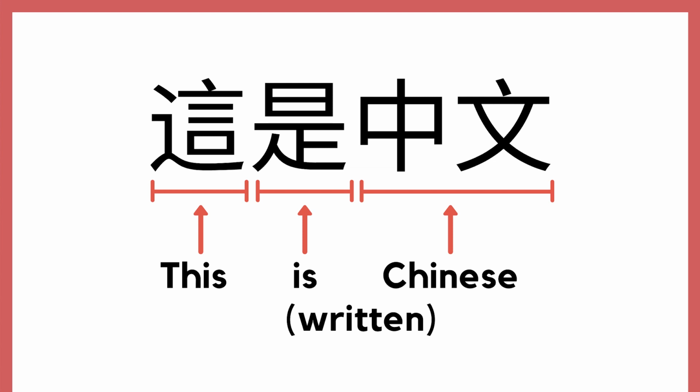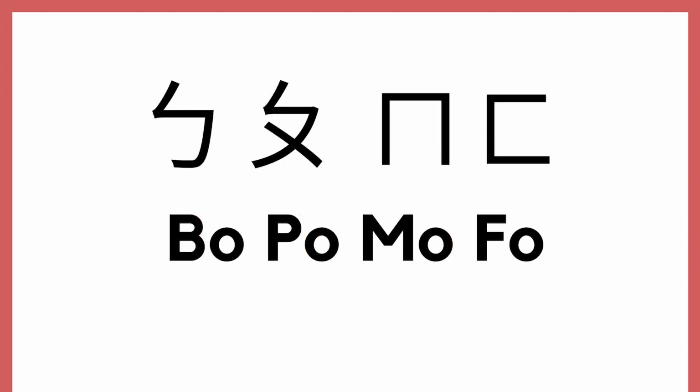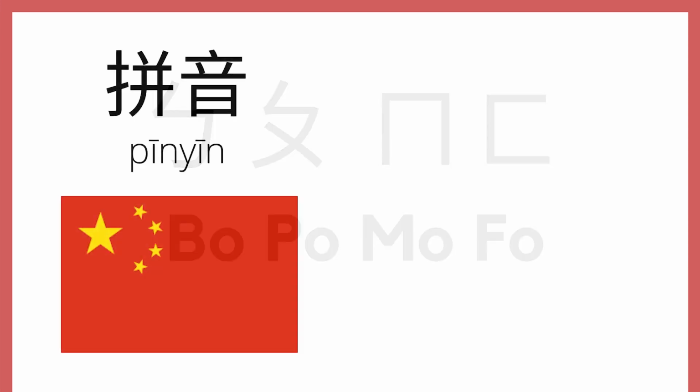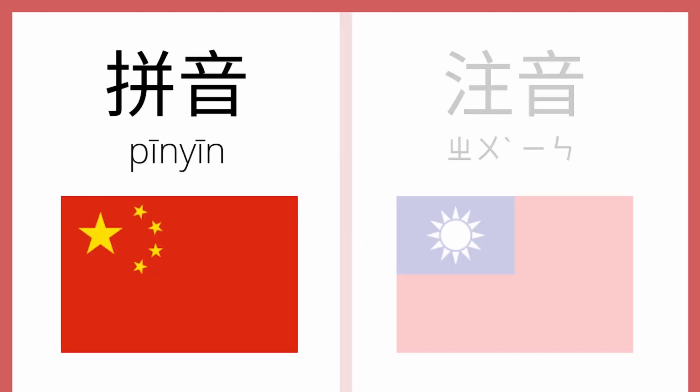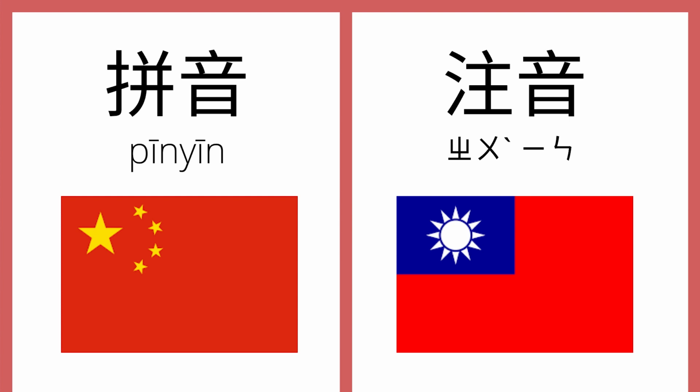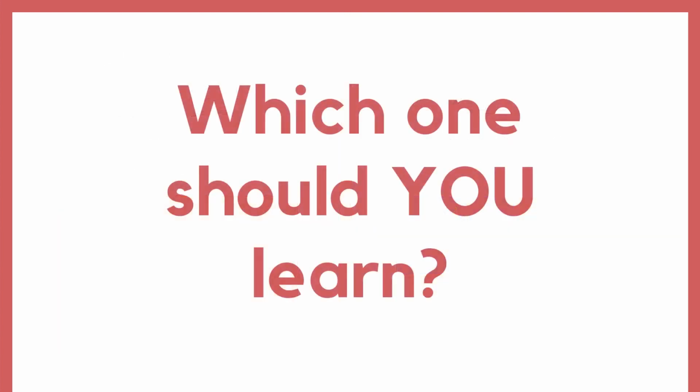The Chinese alphabet is also known colloquially as b-p-m-f, after the first four letters of the alphabet, b, p, m, and f. Just like in English, we sometimes call the alphabet the ABCs. There are two main systems of writing the Chinese alphabet: the Pinyin system used by mainland China and the Zhuyin system used by Taiwan. The Pinyin system uses the same ABCs that English speakers use, and the Zhuyin system uses its own symbols. So you're probably wondering, which one should you learn?